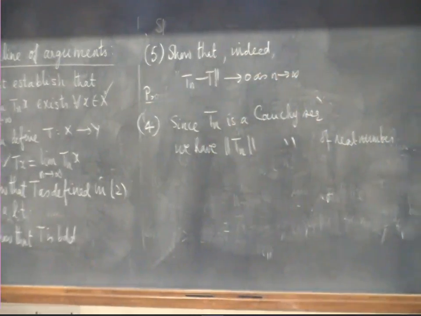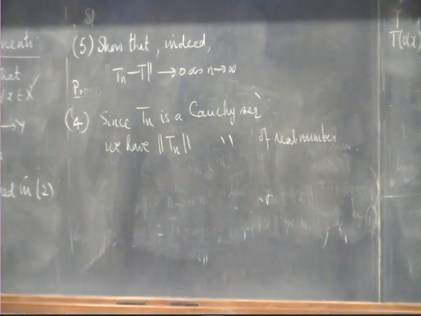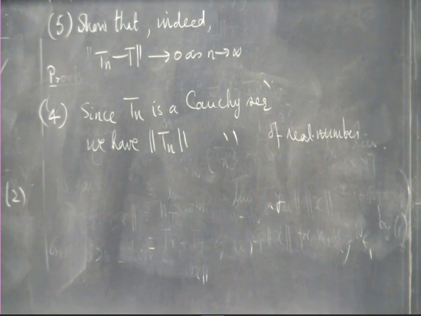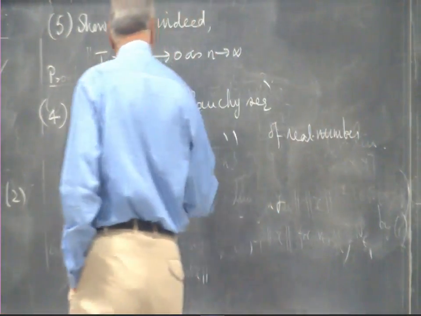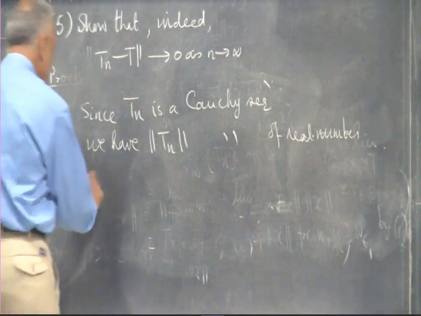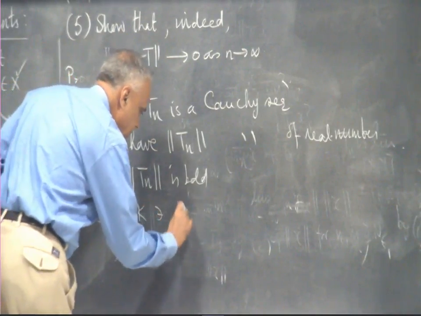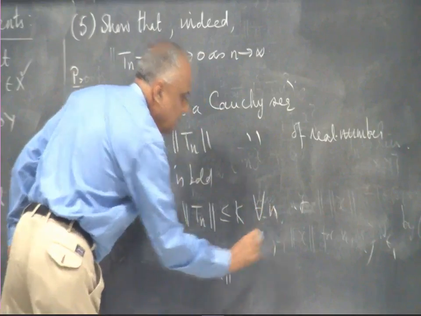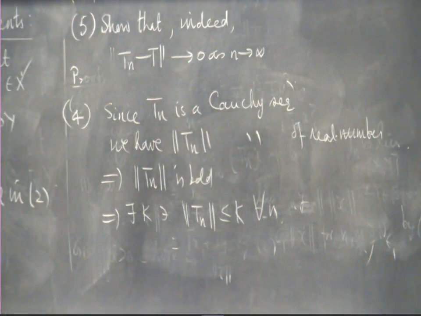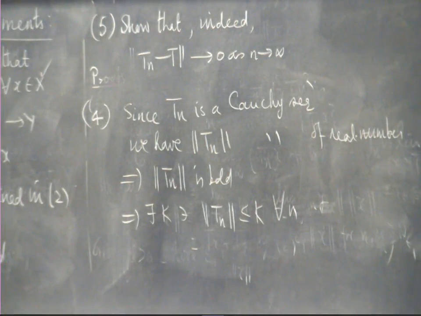Whenever you have a Cauchy sequence in a normed linear space, the corresponding norms will form a Cauchy sequence of real numbers, because the absolute value of norm Tn minus norm Tm is less than or equal to norm of Tn minus Tm, and there the story ends. So if norm Tn is a real number Cauchy sequence, and any real number Cauchy sequence must be bounded, this implies norm Tn is bounded, so there exists a k such that norm Tn is less than or equal to k for all n. Any question? So that's the simple idea: a Cauchy sequence of real numbers is bounded, and a Cauchy sequence in any normed linear space has a bounded sequence of norms.